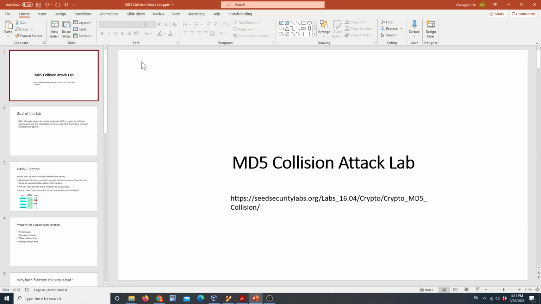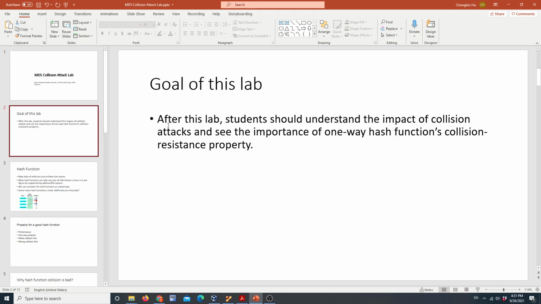Okay, thank you everyone. In this video, I will introduce our first lab, MD5 collision attack lab. The goal of this lab is to let the students understand the impact of collision attacks and know the importance of one-way hash functions, collision resistant property.